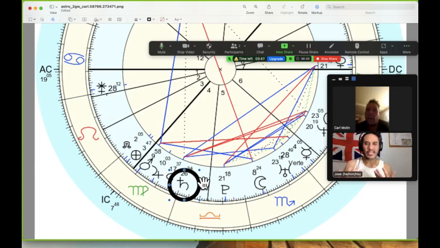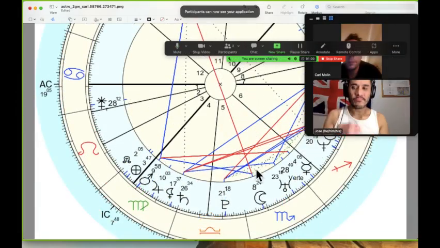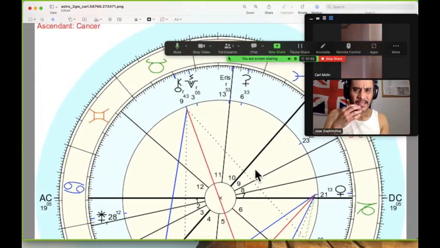So it's kind of easy and it feels natural for you to have long-term relationships, whatever the relationship is, or long-term friendships, those kinds of things. So that's it.